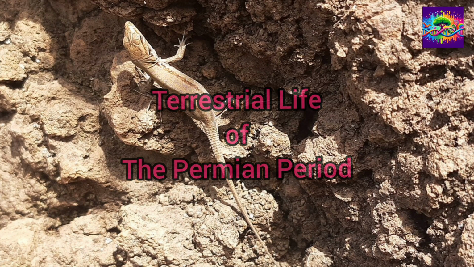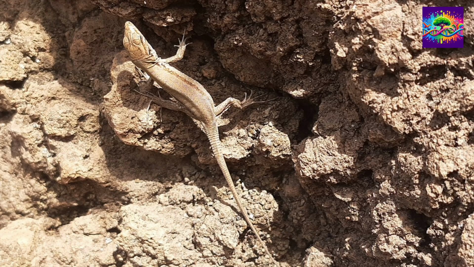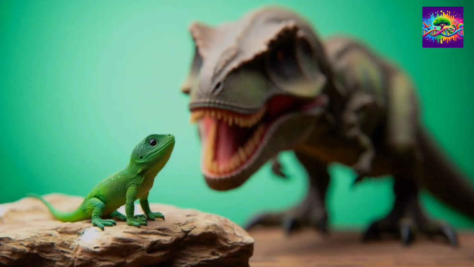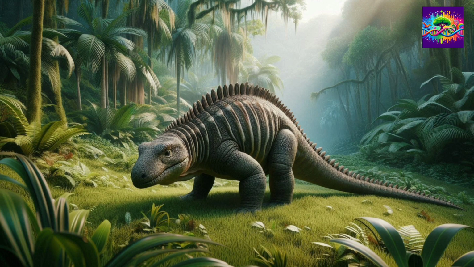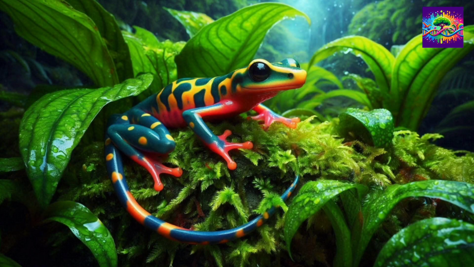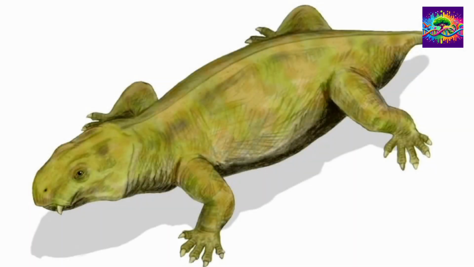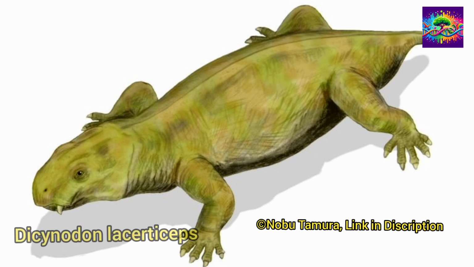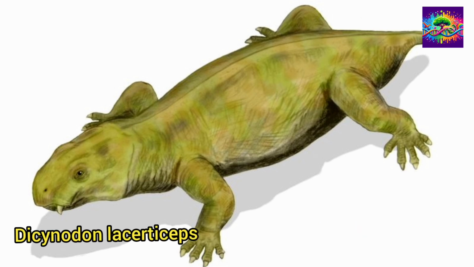The Permian period witnessed significant diversity among terrestrial animals. Reptiles saw considerable development during this time, leading to the eventual rise of dinosaurs. Early synapsid ancestors of mammals also roamed the land, alongside newly evolved amphibians. Therapsids were the dominant terrestrial animals of the Permian period, with some evolving into the ancestors of mammals.